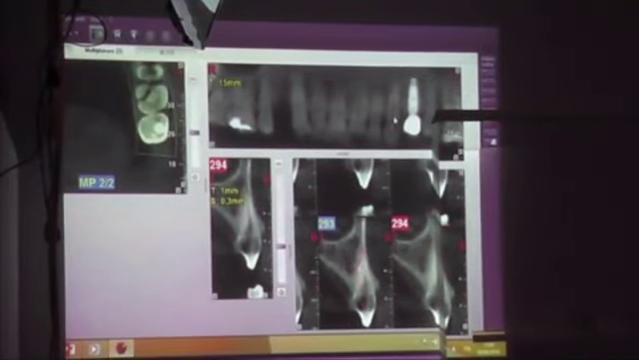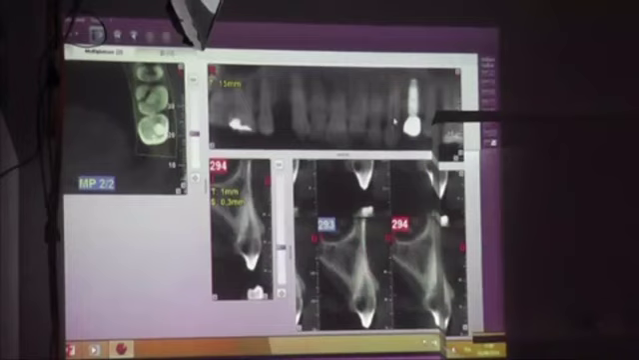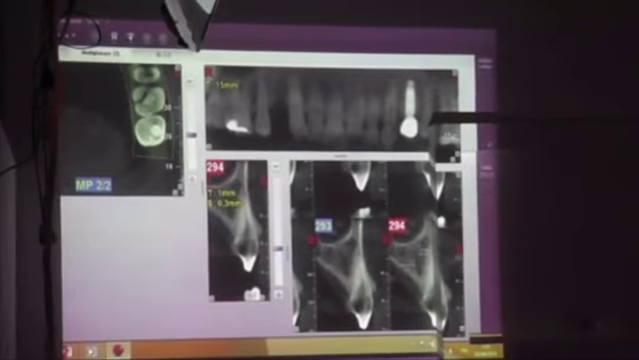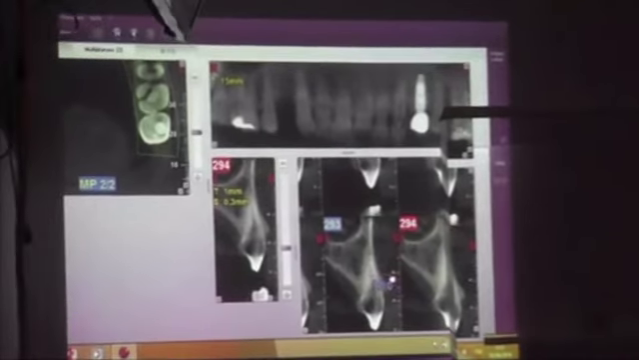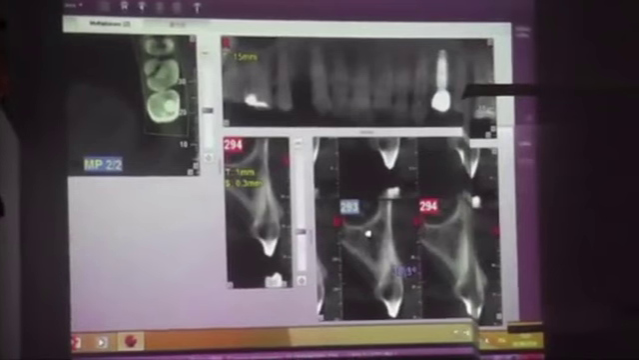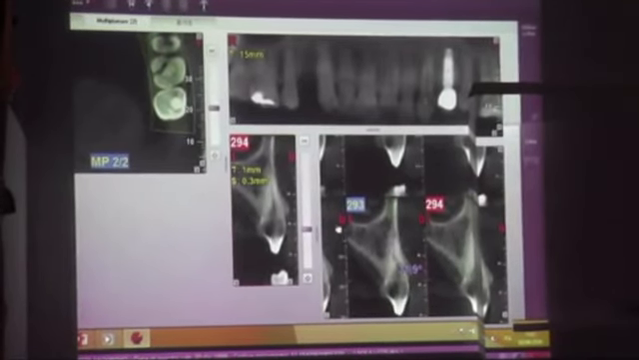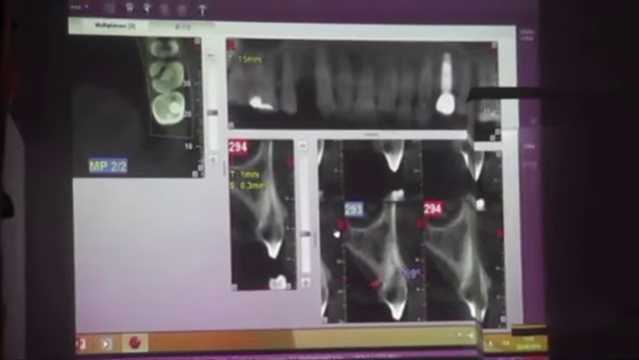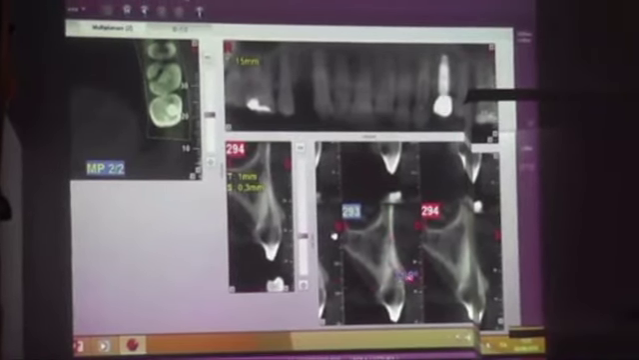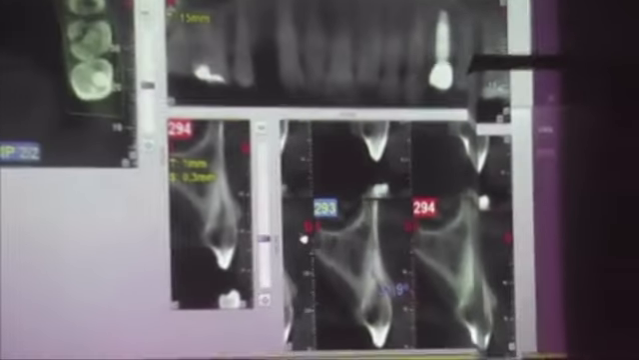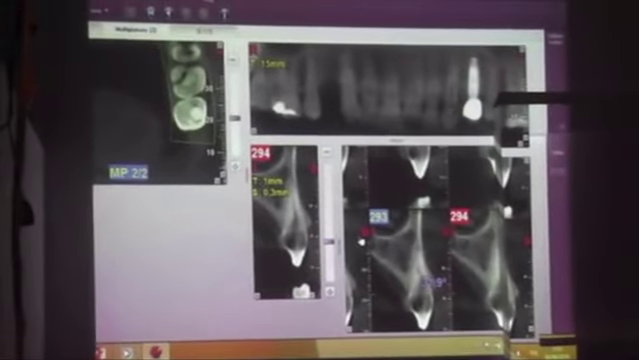Check the root. If I take the angle, I want to check the difference between the inclination of the tooth and the basal bone. If I want to put the implant in the bone, I need to have 31 degrees of inclination.